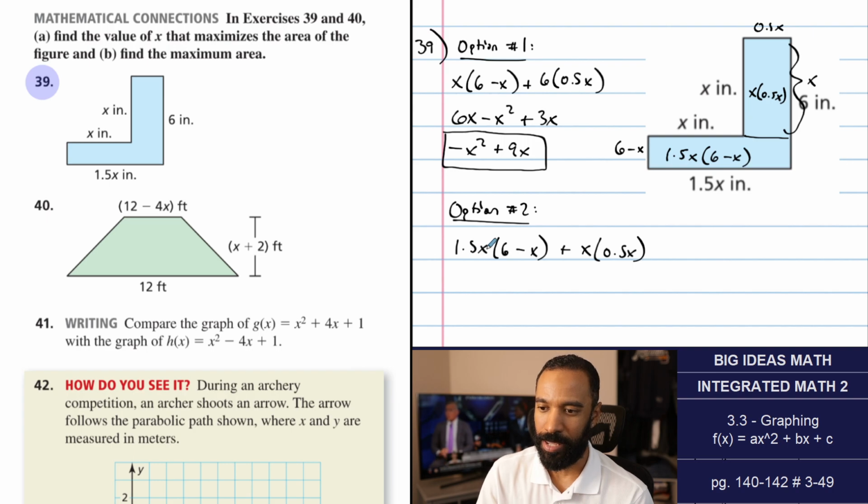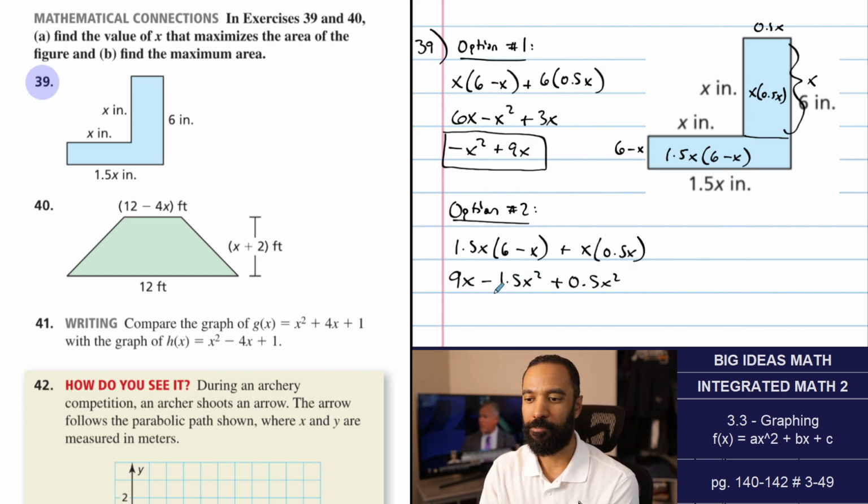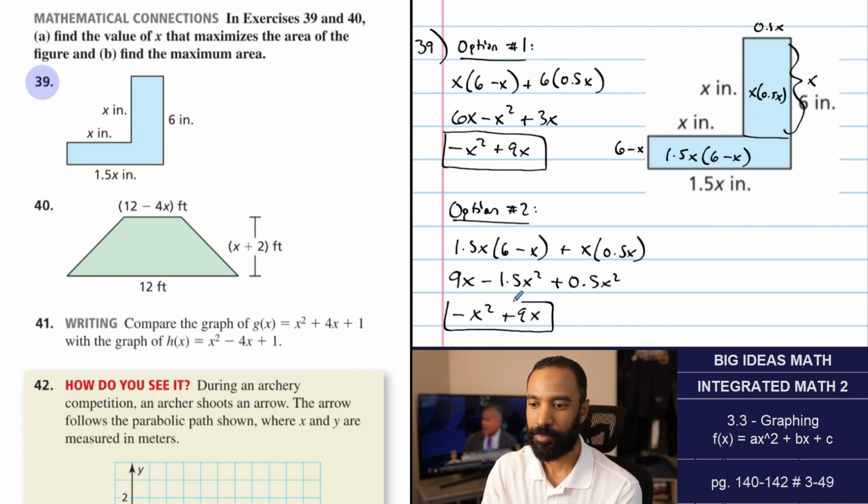So this is going to be 1.5 times 6 is 9, so this is 9x minus 1.5x squared. And this is plus 0.5x squared. Negative 1.5 plus 0.5 is negative 1. So we get negative x squared plus 9x.